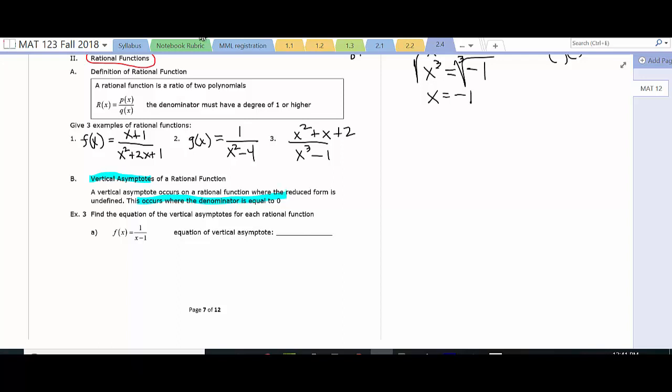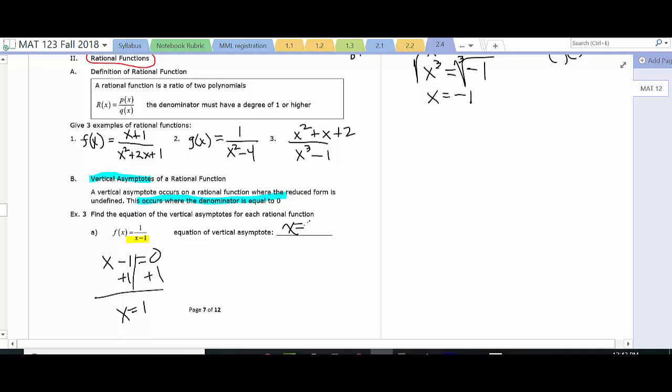So what you do, anytime you want to find a vertical asymptote, and we'll talk about what that is in a minute, we're not ready to do that yet, you just solve that equation. If you can do it in your head, do it in your head. So add 1 to both sides. That's going to give x equals 1.